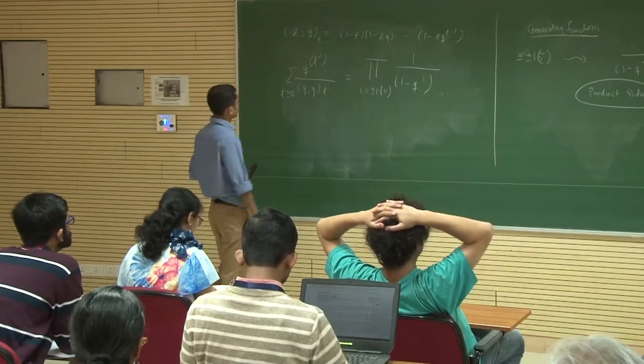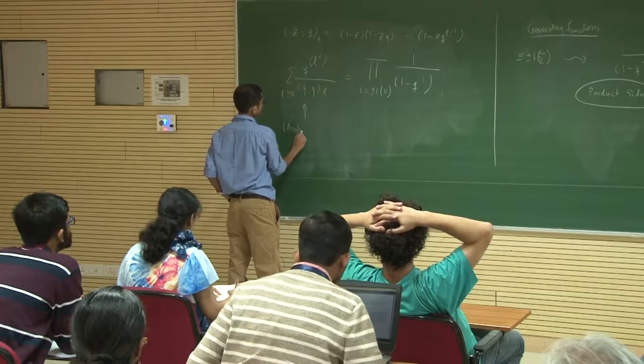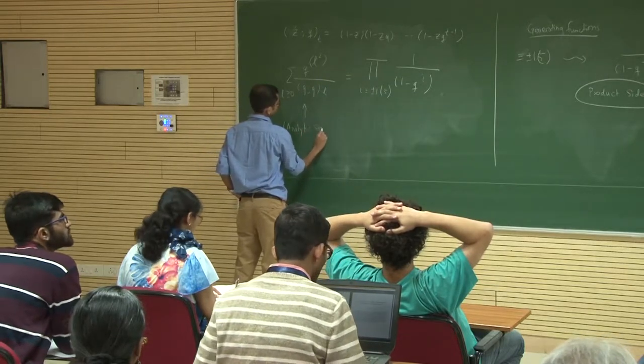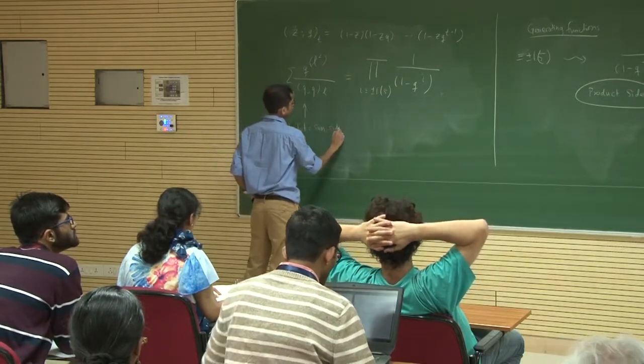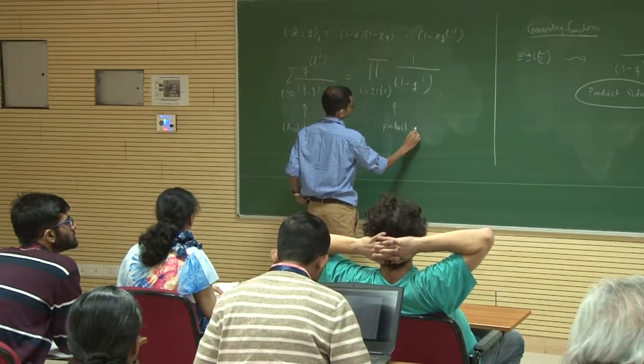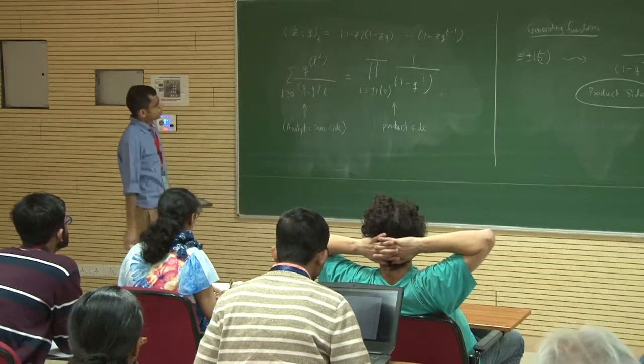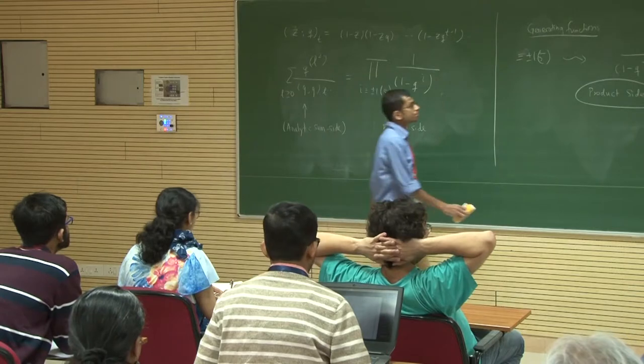Okay, so this is called the analytic sum side. It's a sum. This is called the product side. Everything is formal. Okay.